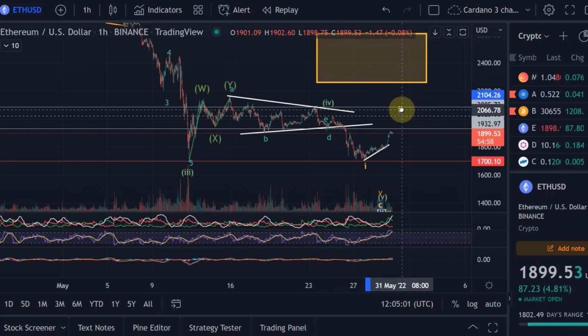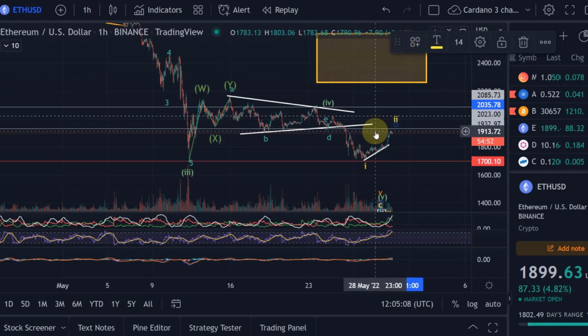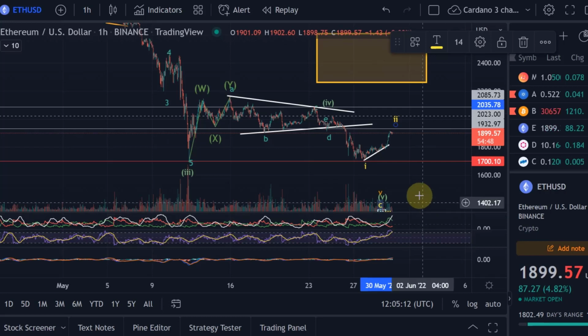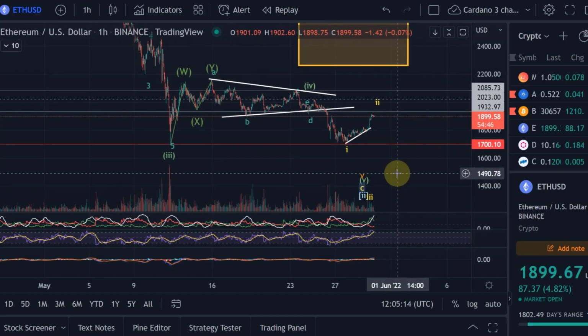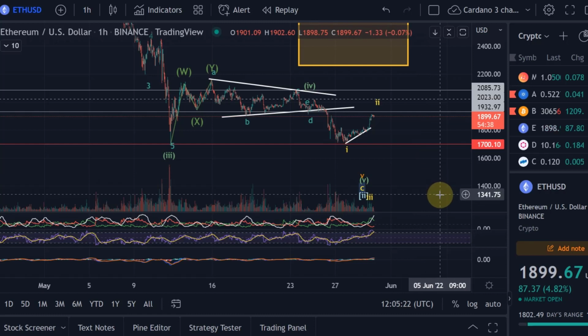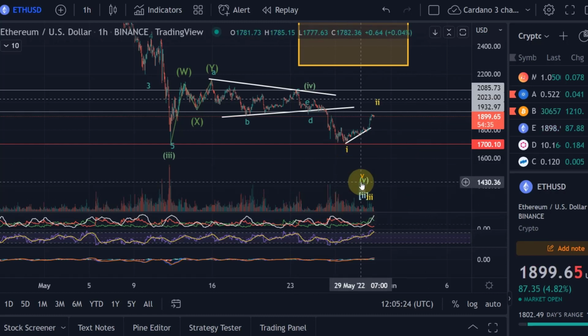Here, wave 1 down, then that wave 2 to the upside, which shouldn't get above $2,023. Otherwise, it will be invalidated. And then another move down, and that move down would be quite powerful. That would get into the region around $1,500 to $1,600 US dollars, before we then see a wave 4 up and a wave 5 down. So at the moment, unfortunately, it is a bit unclear.